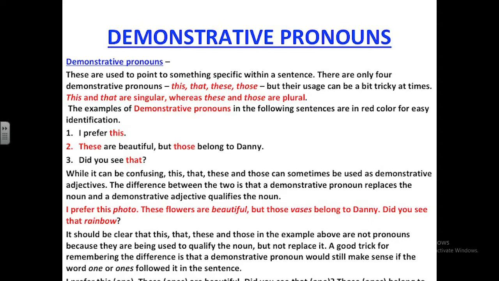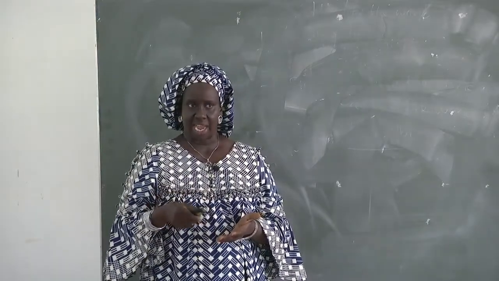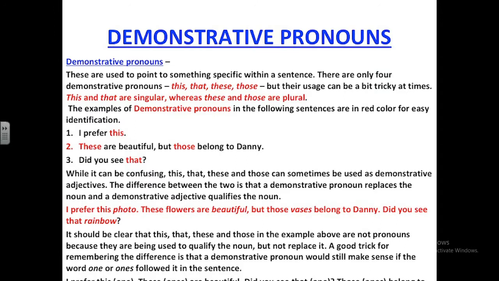There are only 4 demonstrative pronouns, and these are this, that, these, and those. Their usage can be a bit tricky at times. Why? Because this and that are singular, whereas these and those are plural. Here we have some examples of demonstrative pronouns in sentences, and again we have colored the demonstrative pronouns for emphasis.